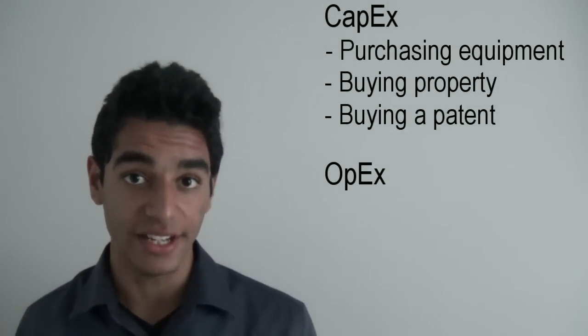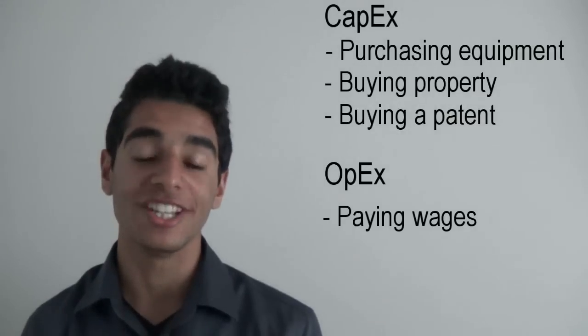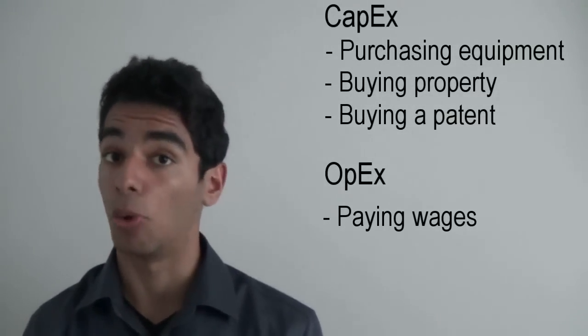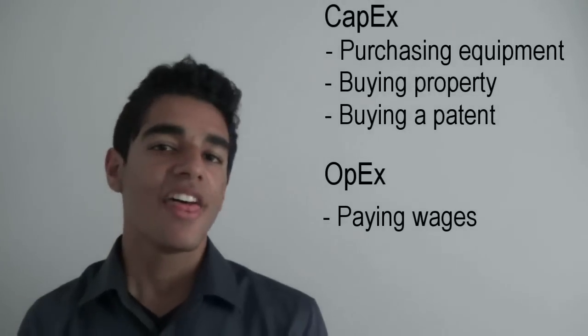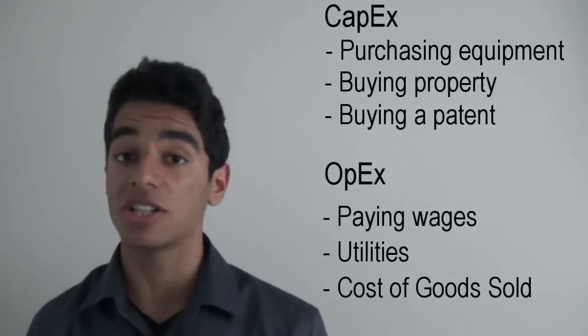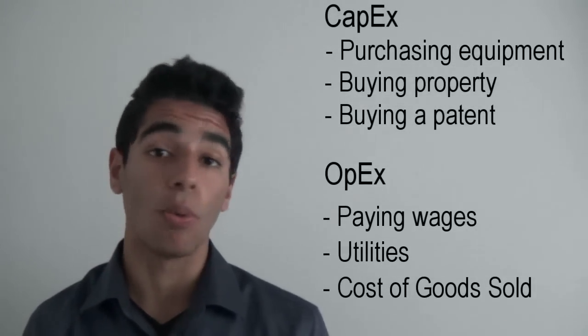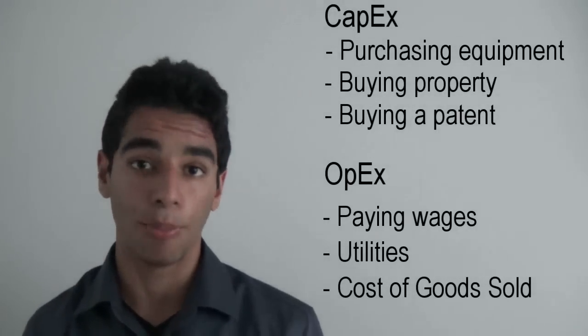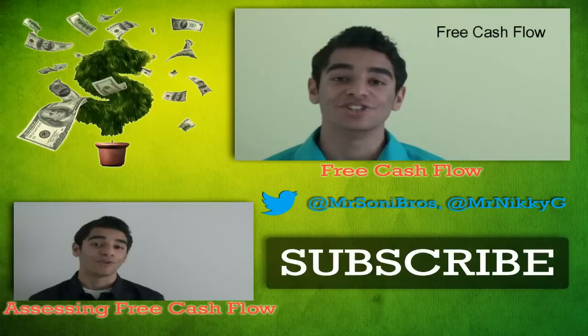from stealing ideas. Paying employee wages is an operating expenditure because it's a part of normal business operations. Things like utilities and cost of goods sold are also a part of normal business operations, which make them operating expenditures.